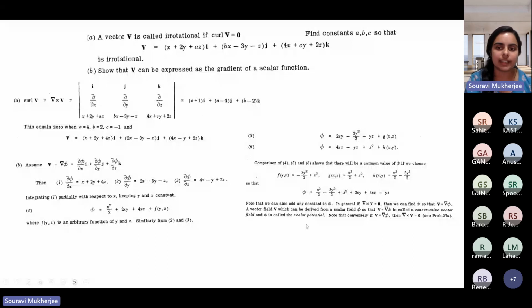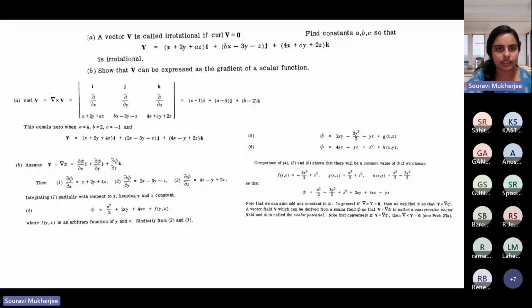Similarly, you would see later that in case of electrostatics, where the curl of E is 0, you can consider the electric field as a gradient of some scalar potential V, where V is your electric potential, okay? So this mathematical concept leads you to the concept of potential, okay?